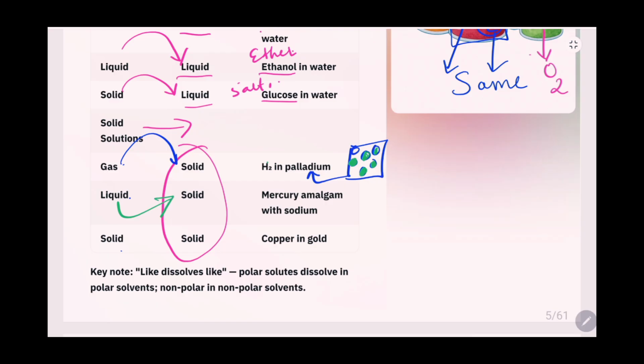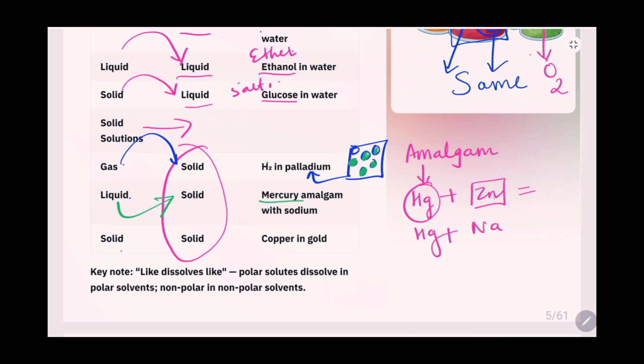Similarly, liquid also can get mixed in solid. The best example is amalgam. The moment we use this word amalgam, it means anything which contains mercury plus some other metal, like sodium amalgam, mercury amalgam, and so on. So sodium amalgam, zinc amalgam. When I mix zinc with Hg, it becomes zinc amalgam. When I mix sodium with mercury, it becomes sodium amalgam, because mercury is a liquid and zinc is a solid.